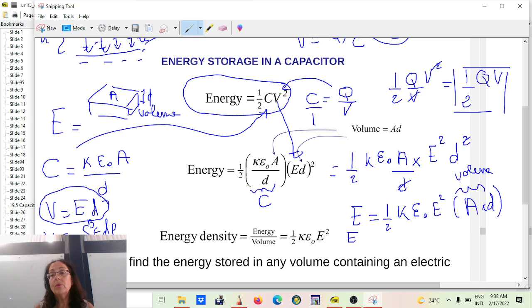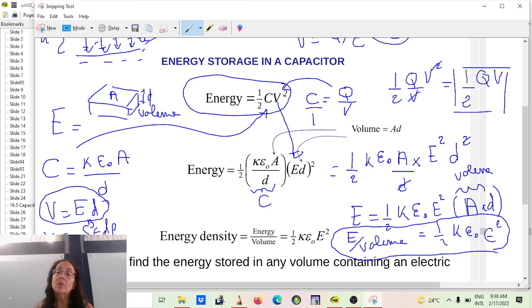So if I move the volume to the other side, energy divided by volume equals 1/2 K epsilon zero E squared. And this is very, very important when you go to electromagnetism, because that's the energy per unit volume. Okay? This is the energy, not to be confused with the electric field. So this is the energy density, the energy stored in a capacitor per unit volume. That's what it says here.